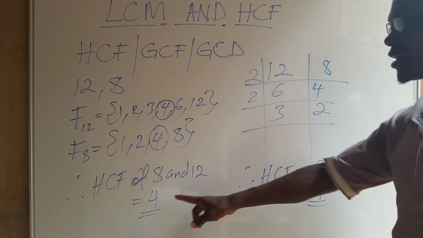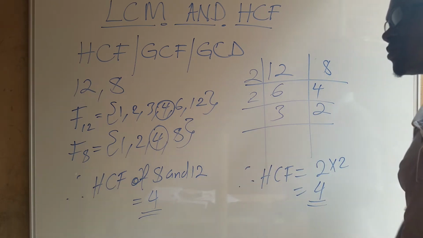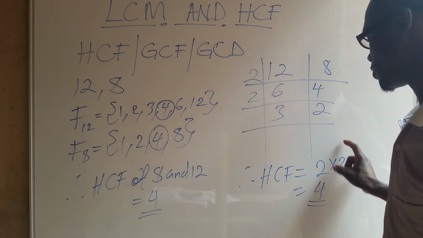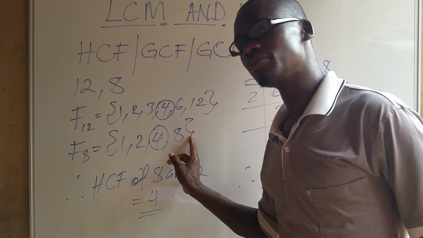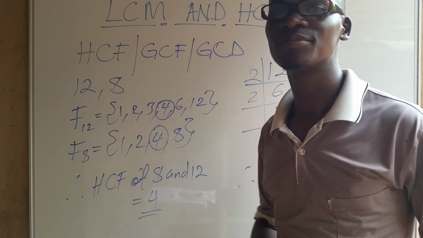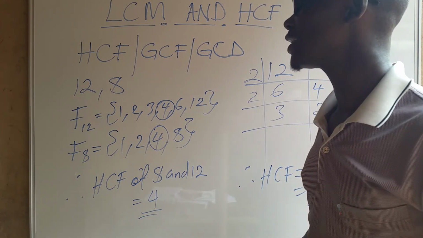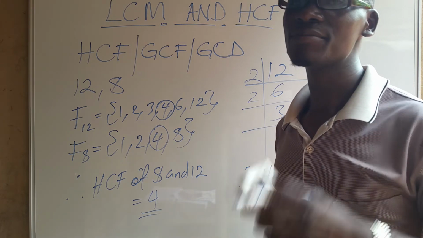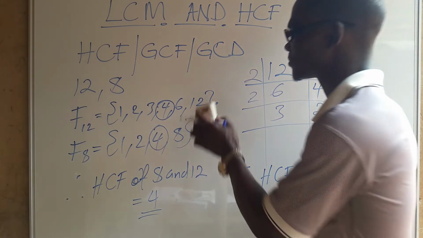So you can either use this or that. However, I would encourage that you use this, because this one is time consuming and also needs a lot of space. We also have another way how we can get the HCF. That is after prime decomposing the two numbers. Let us look at that.